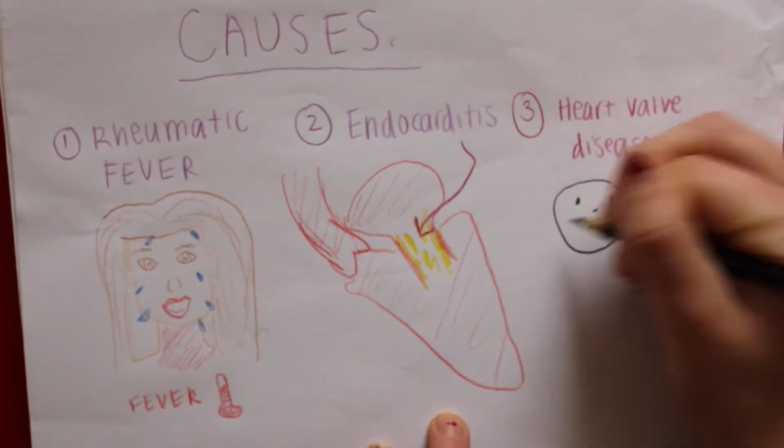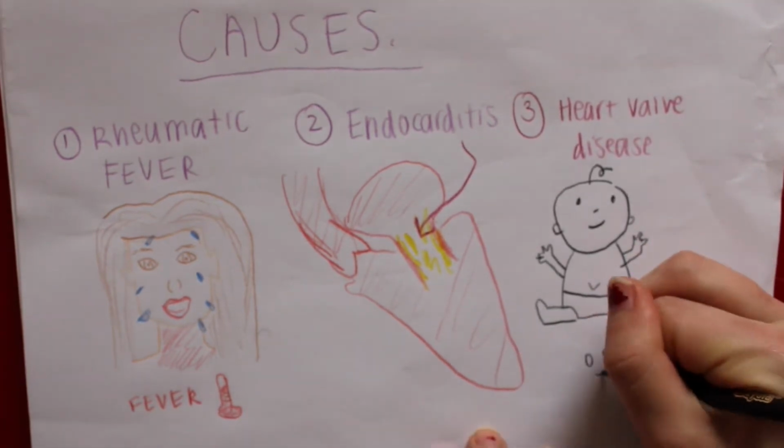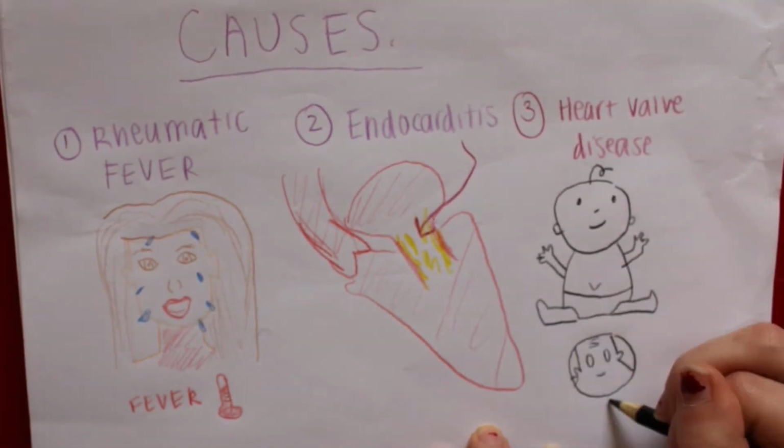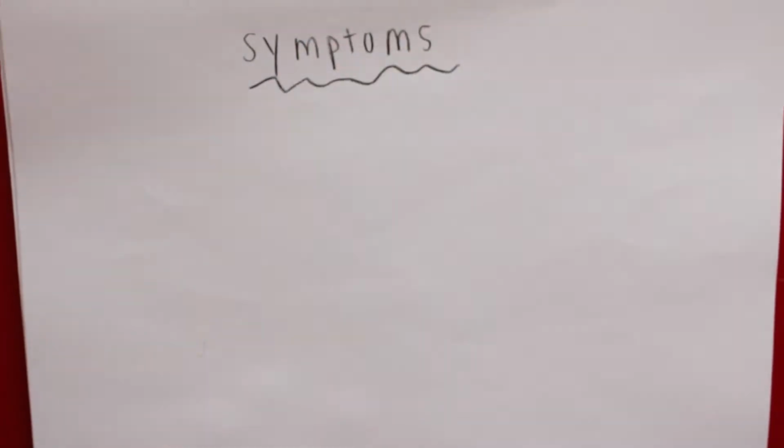The last cause is heart valve disease, where you may have been born with it, or over time, because of the aging process, developed aortic valve regurgitation. There are also other ways that this can occur, such as rare conditions like Marfan's or trauma to the chest, but usually these are the causes.